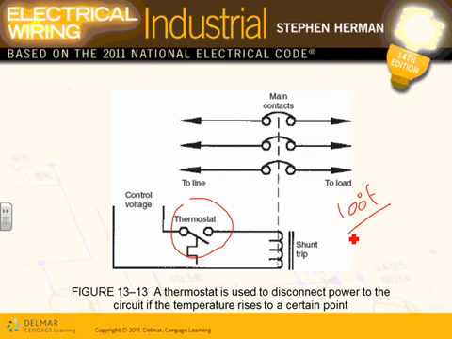I put a thermostat right here, and I bring a line to it, let's just say 24 volt DC, or 120 AC or DC. You put it into the thermostat, it will close, energize this coil, and this coil will open the shunt trip, which will open the circuit breaker if the temperature reaches a predetermined value. Any comments, guys? Any questions about the shunt trip?